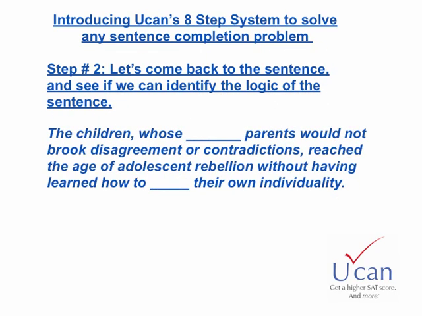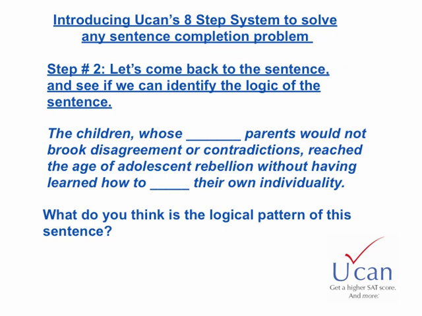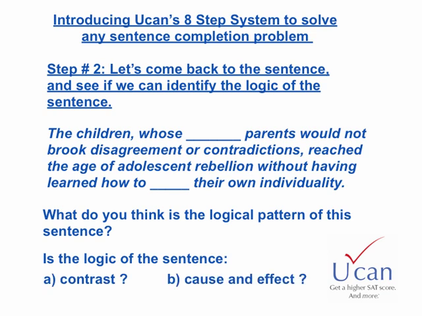So we come back to the sentence, and let's see if we can identify the logic of the sentence here. So here we go again. The children whose blank parents will not brook disagreement or contradictions reach the age of adolescent rebellion without having learned how to blank their own individuality. What do you think is the logical pattern of this sentence? Do you think it is A, contrast, B, cause and effect, C, parallel, or D, definitional?